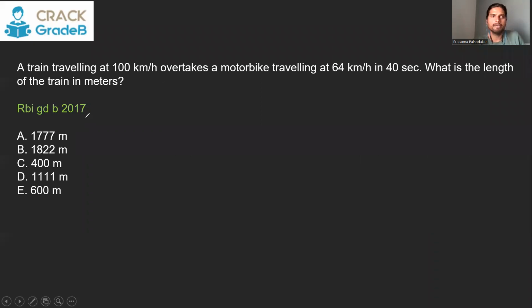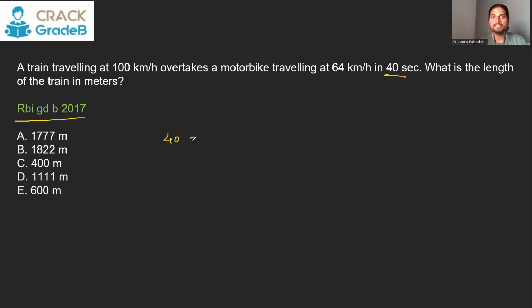Okay, this is now an RBI Grade B question. A train traveling at 100 overtakes a motorbike. Overtakes means obviously from the same direction. So time to cross a moving person. A motorbike is like a moving person. You don't consider the length of the motorbike as anything compared to the train. So it's like a person.